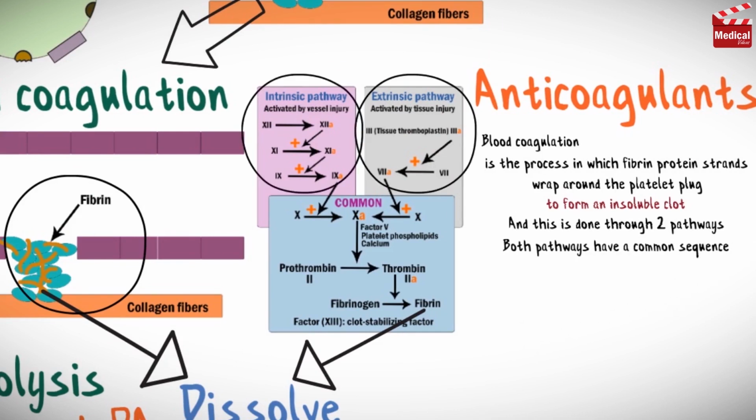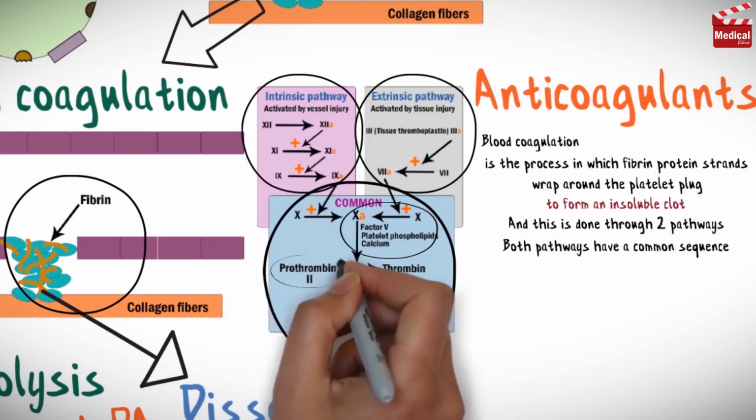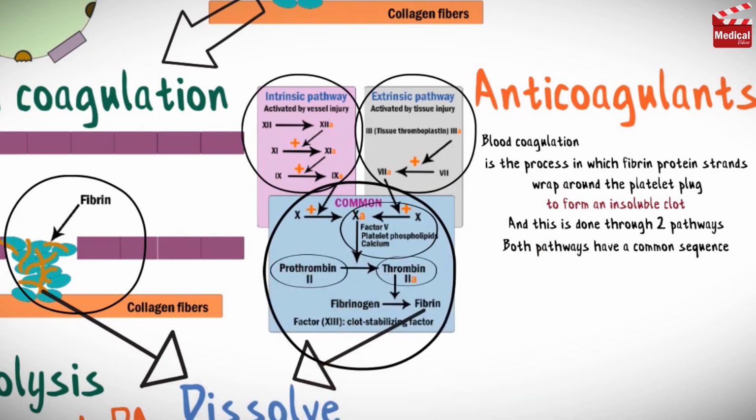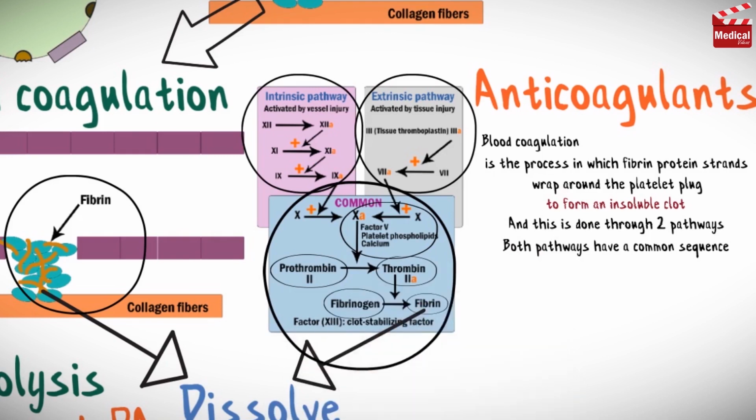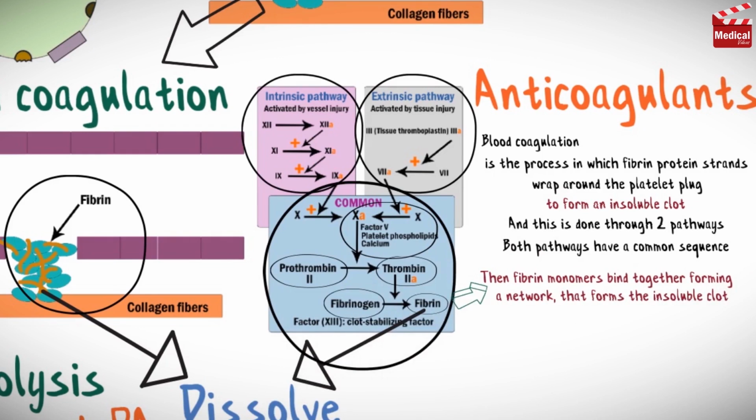Both pathways have a common sequence, which involves a complex that includes activated factor X, factor V, platelet phospholipids and calcium, that catalyzes the conversion of the serum protein prothrombin to thrombin. In turn, thrombin converts plasma fibrinogen to fibrin. Then fibrin monomers bind together, forming a network that forms the insoluble clot.